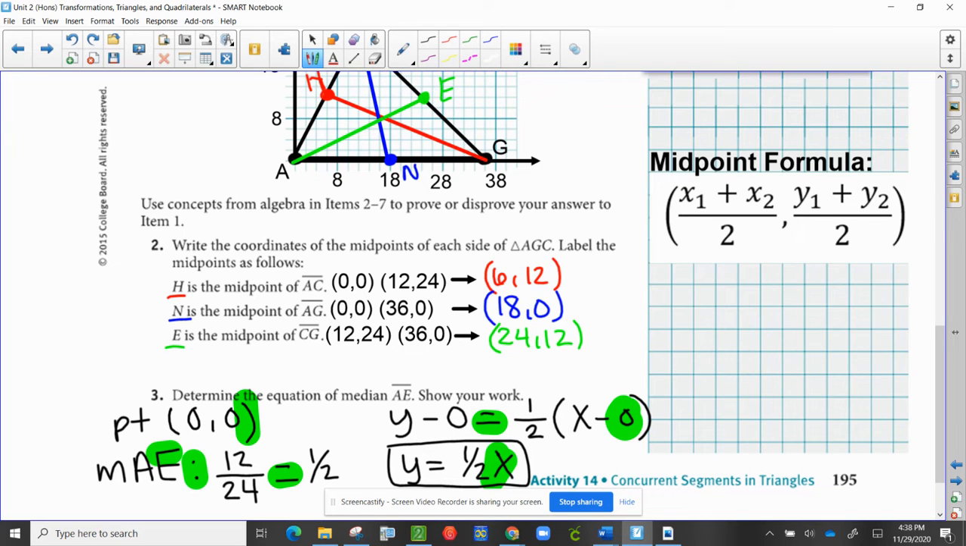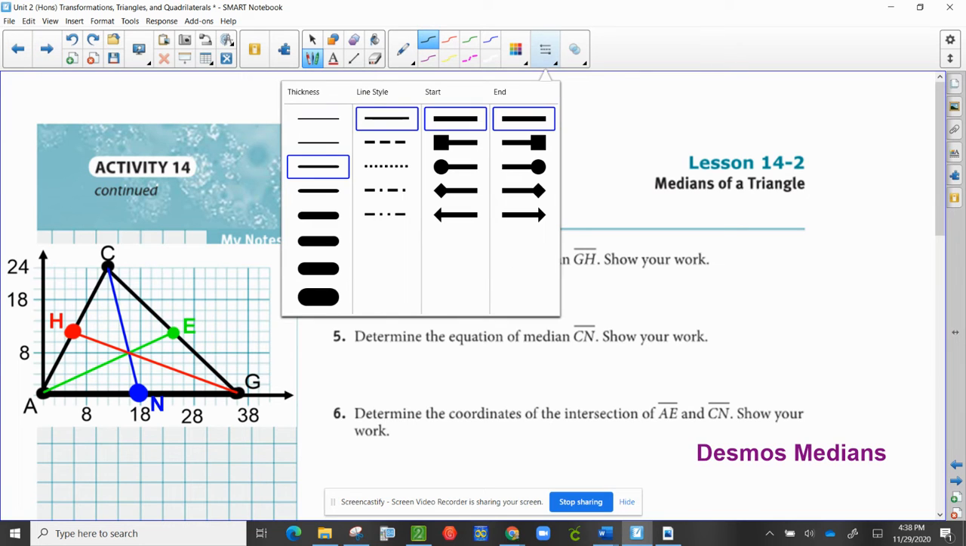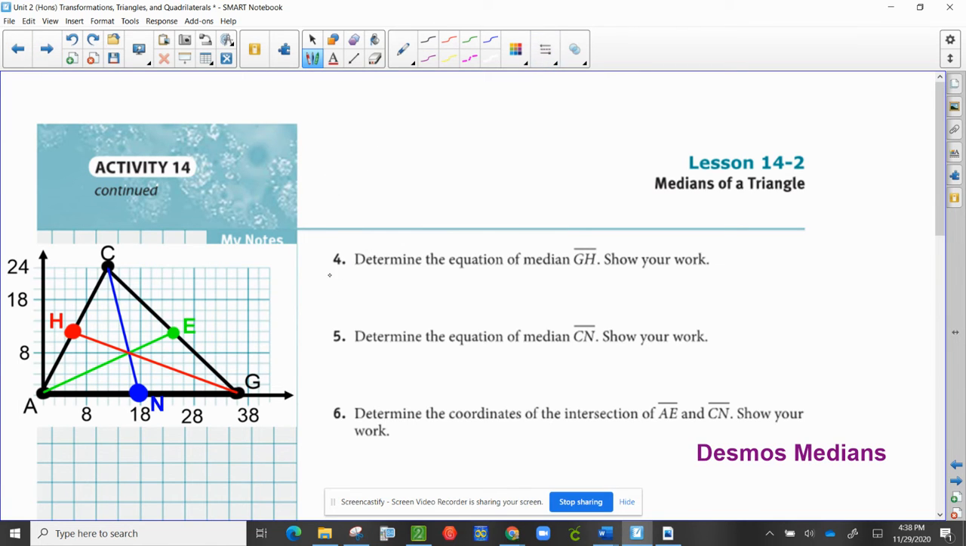Okay, so that's one of our lines here. If we go on the next page, we're actually going to find the slopes or the equations for GH and for CN. I copied our picture over here. Again, for GH, we need to find a point that's going to work, and we have to find the slope of GH. Same thing for CN.